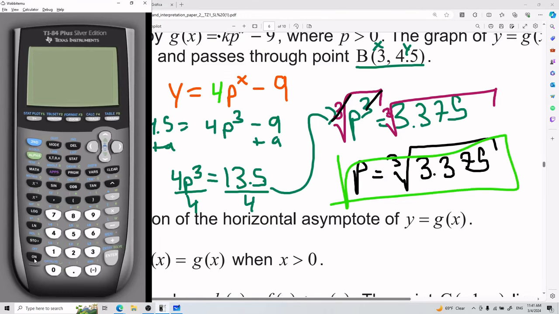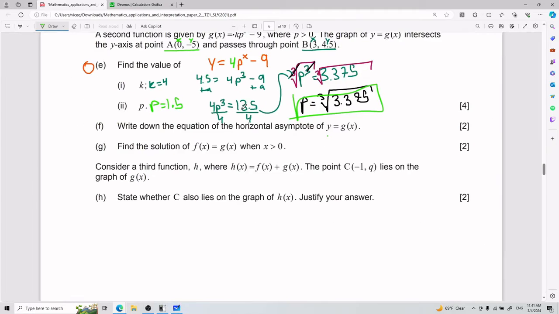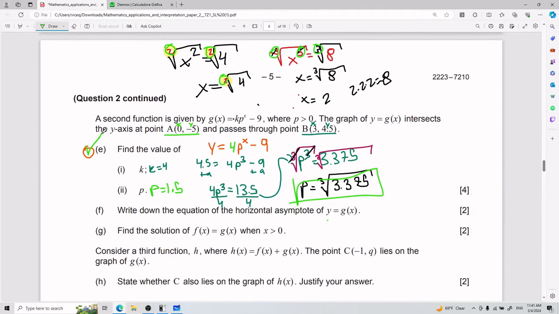So, did I do it already? I did not. So math, put this 3, get 3.375. There is my value of p. So p is going to equal 1.5. All right, we did a lot of review there, but I think for some of you it helps out a lot. So there it is. All right, let's keep going.